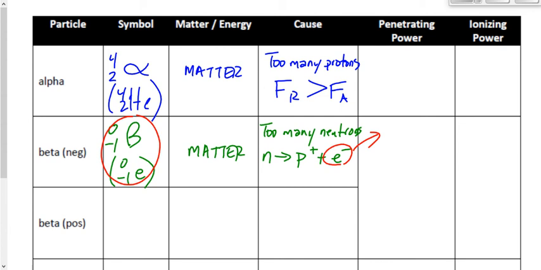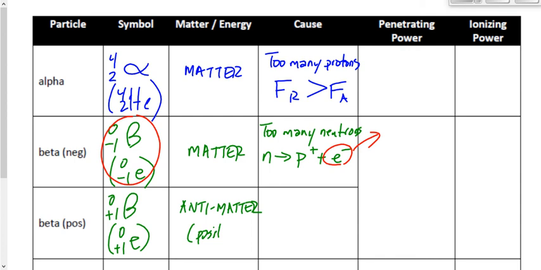Beta plus decay. Beta plus particles look like this, 0 plus 1 beta. Another name for a 0 plus 1 particle would be an anti-electron. This isn't matter, this is antimatter. The antiparticle of an electron, you could call it an anti-electron, I suppose, but usually we would call it a positron. And positron emission, or beta plus decay, occurs once again when you have too many protons.